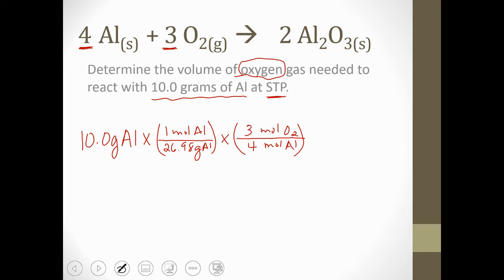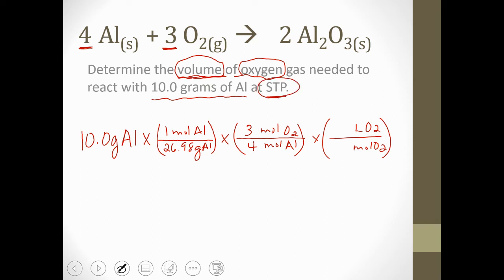Now, at this point, we have to really look closely at what the question asks. If it said determine the moles of oxygen, we're done. If it said determine the mass of oxygen, then we would have a step to go from moles of oxygen to grams of oxygen, because that's a mass unit. But this isn't what it says. This one says determine the volume of oxygen. So we need a step where we can convert from moles of oxygen to liters.